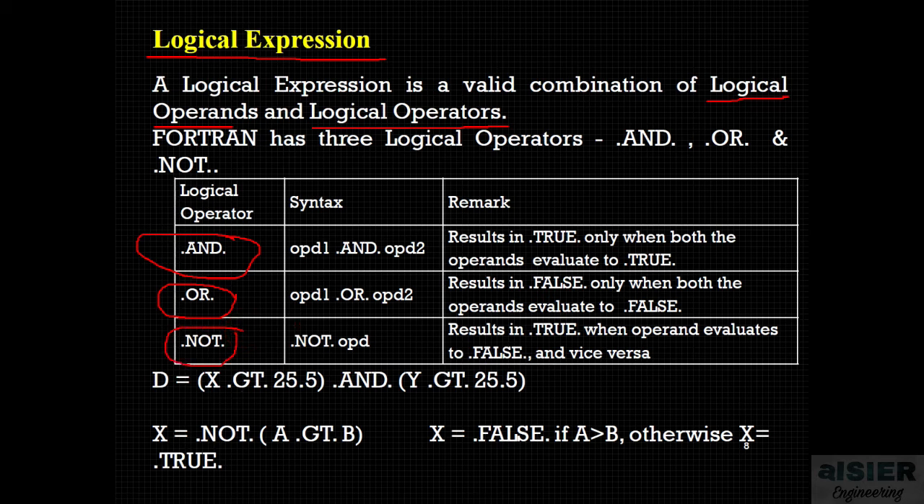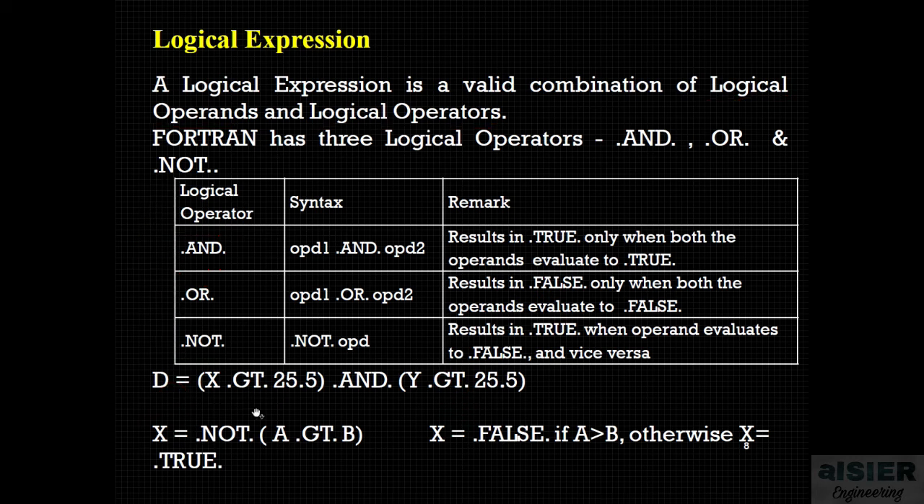Here is an example: d is equal to x greater than 25.5 AND y greater than 25.6. Now if both of these are true, then and only then d will be true. Now in case there is OR here, what will happen? If either of these is true, then this is true. Got it? If there is AND, both have to be true, then and only then d will be true.